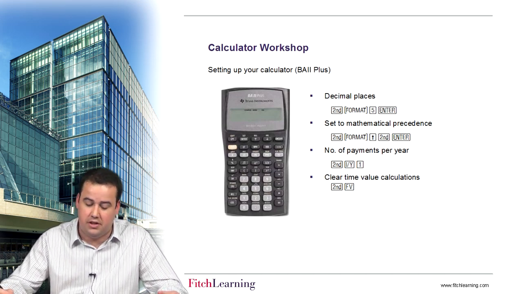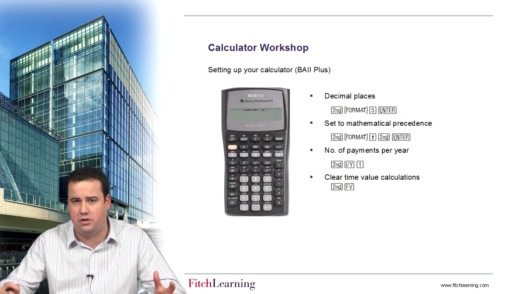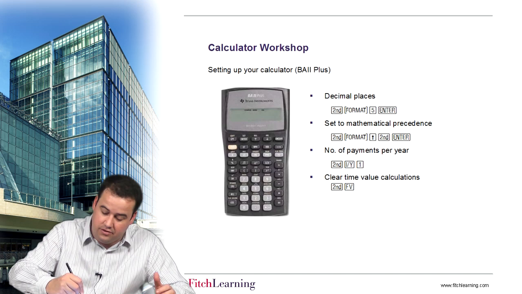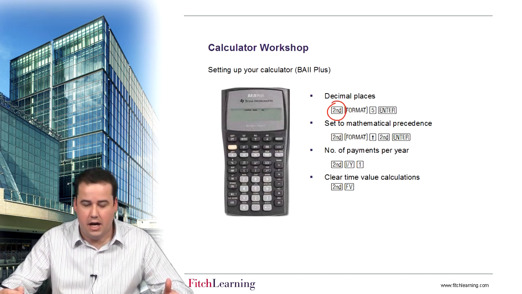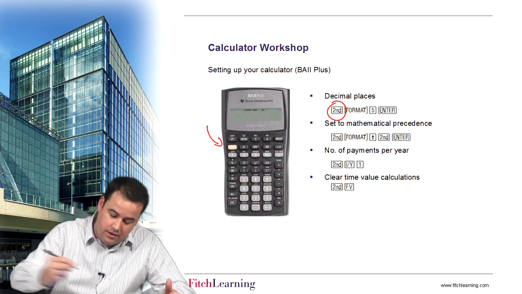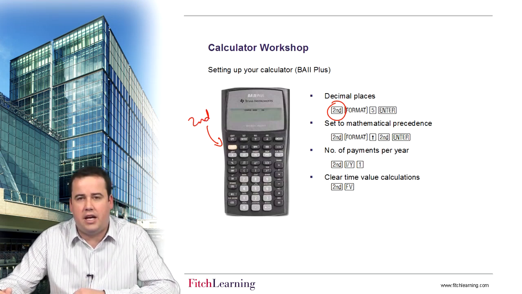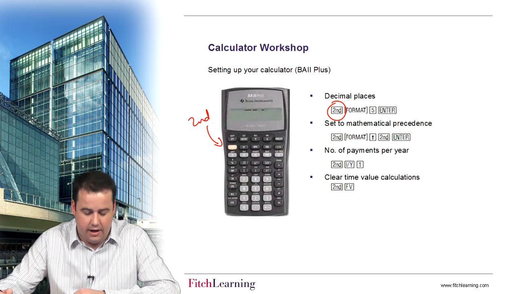The first thing we want to do is set the correct amount of decimal places. Now, everyone is different on this, okay? We suggest that the best thing to do is to leave it with 5 decimal places. To change the number of decimal places, you hit second. If you look where the second is, up the top left-hand part of the calculator, that's where it says second, the yellow button. The second button gets you to all of the yellow writing on the calculator.